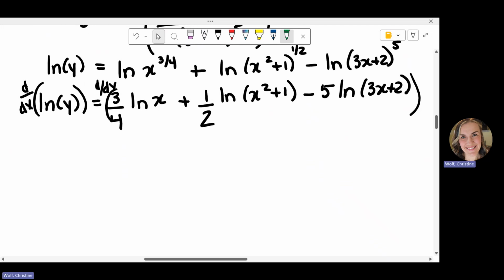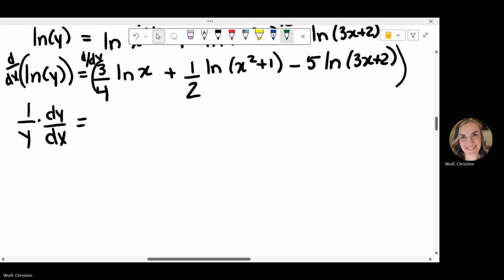Okay, your left-hand side should never be a problem for you. It will always be the same because it's always going to be y. The derivative of ln y is 1 over y, and you don't forget the dy dx.